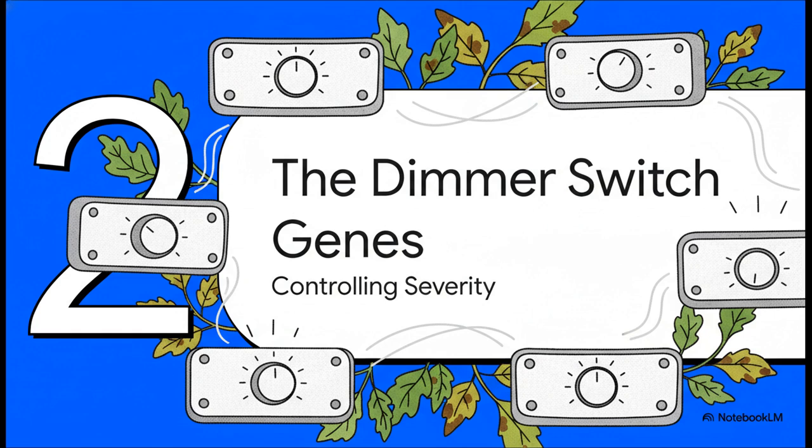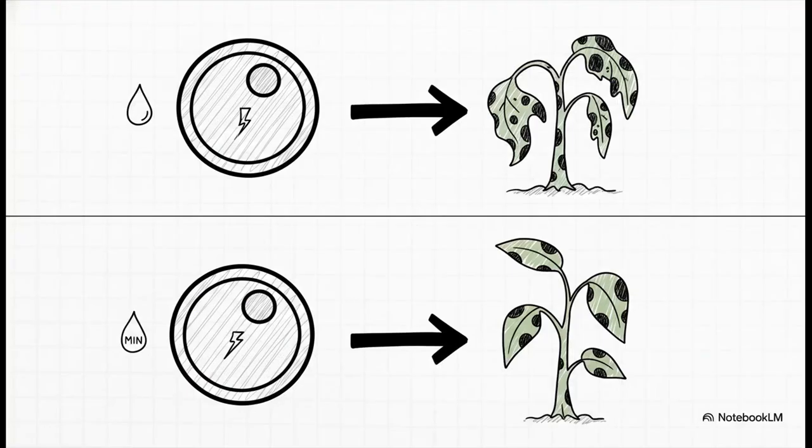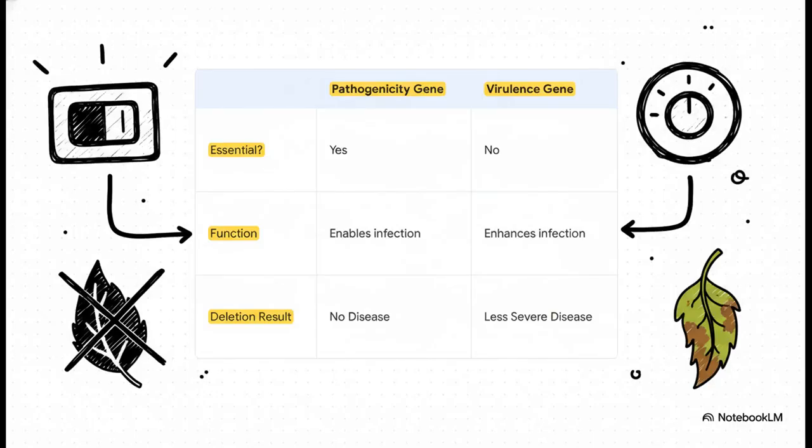Well, now we get to the dimmer switches. These are the genes that control not if a disease happens, but how bad it's going to get. And this is a really crucial distinction. A pathogen can still cause a disease without a specific virulence gene. The thing is, it just won't be very good at it. These genes are all about enhancing the pathogen's effectiveness, helping it spread faster, steal more nutrients, and just generally cause a lot more damage. This chart just lays out the difference perfectly.